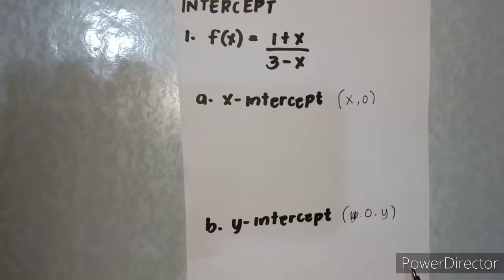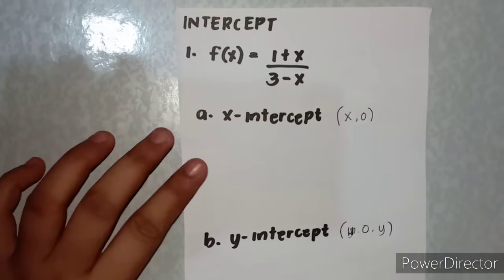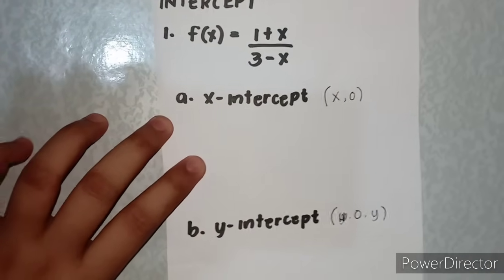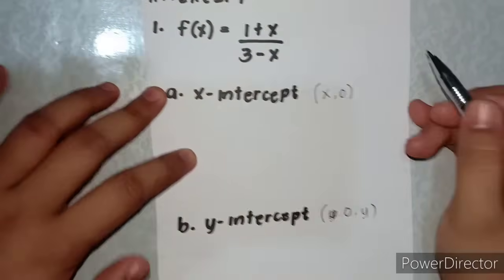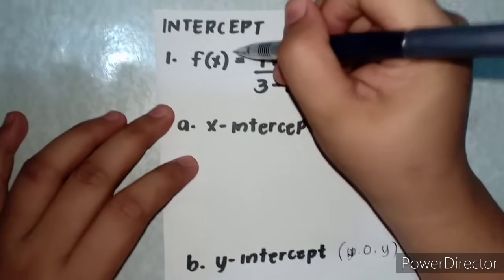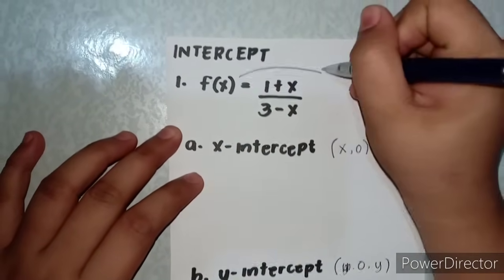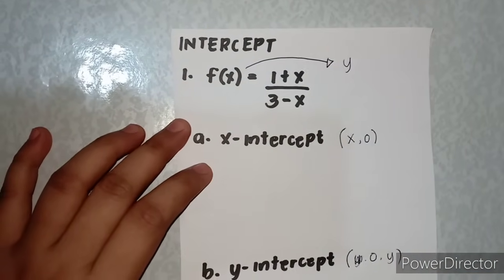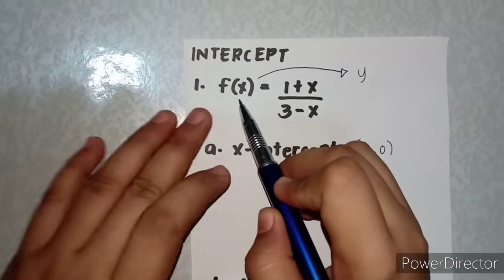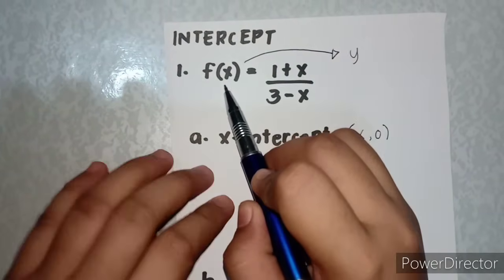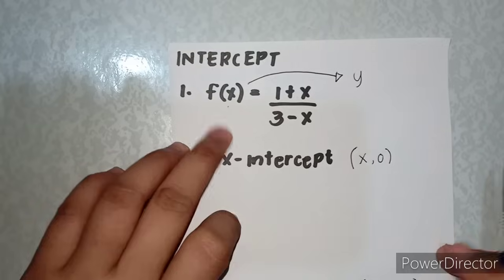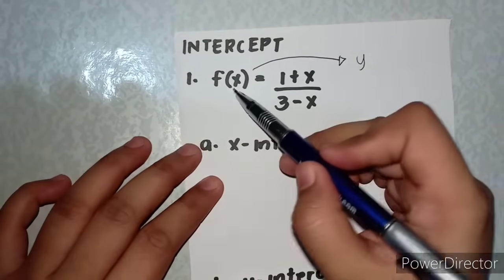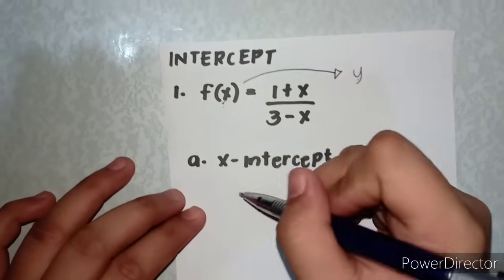Okay, let's solve. Paano yun? Kapag x-intercept, ang hahanapin mo ay si x. But before that, take note, na sa mundo ng mathematics, always remember that f of x is always also equal to y. So, wag kayong ma-confuse kapag nakita nyo dito is y, parehas lang po yun sa f of x. Again, f of x and y are equal. So, since equal sila, papalitan muna natin siya ng y.